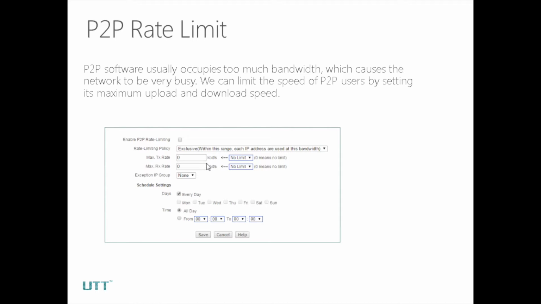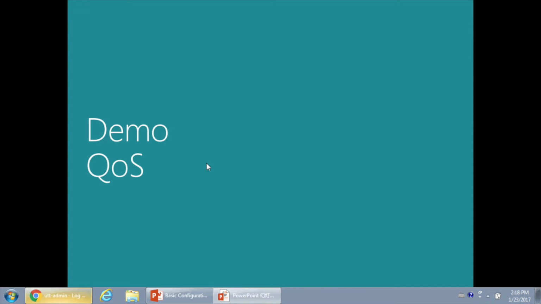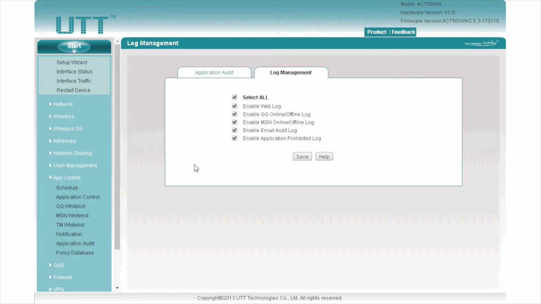Next is P2P rate limit. P2P software usually occupies too much bandwidth, which leads to traffic jams on the network. We can limit the speed of P2P users by controlling the maximum download and upload speed. Next is session limiting. The maximum number of concurrent sessions, concurrent TCP sessions, concurrent UDP sessions, and concurrent ICMP sessions can be controlled on this page. Let's go to the web UI and see how to configure QoS.